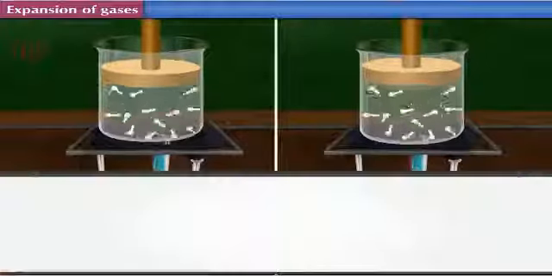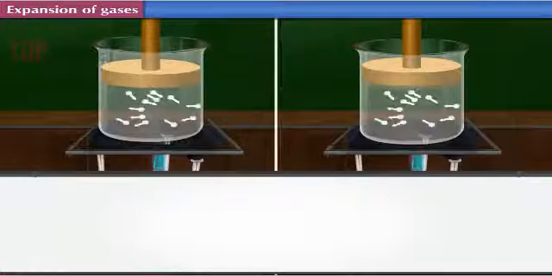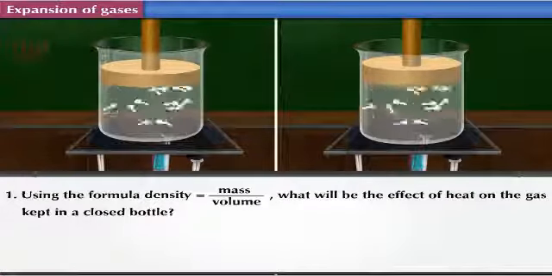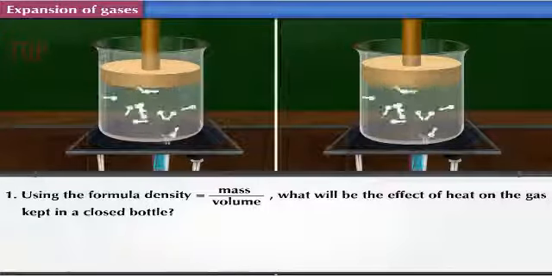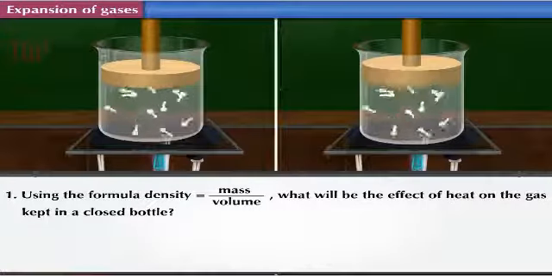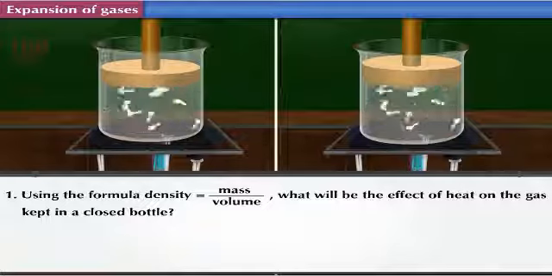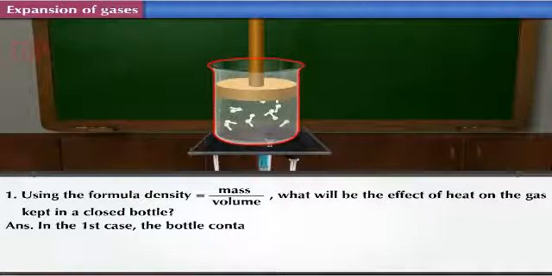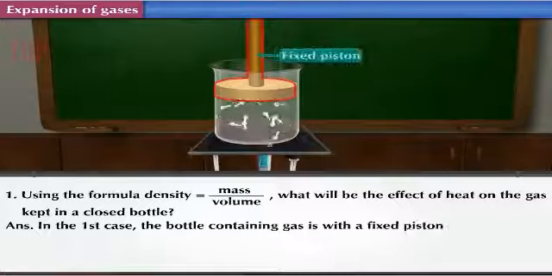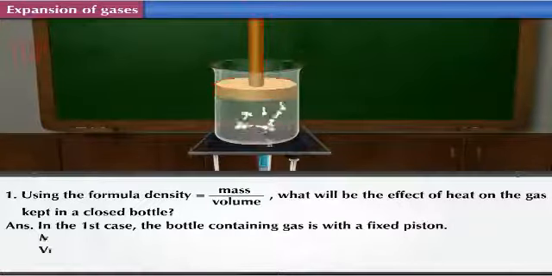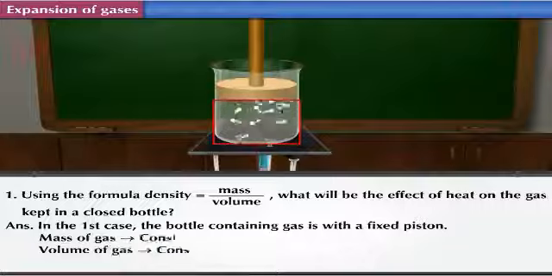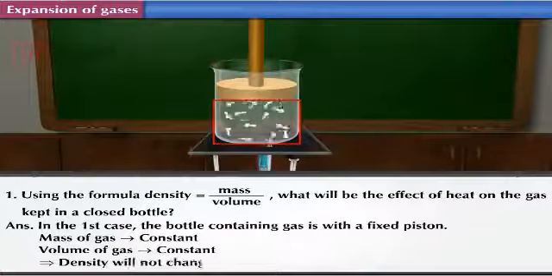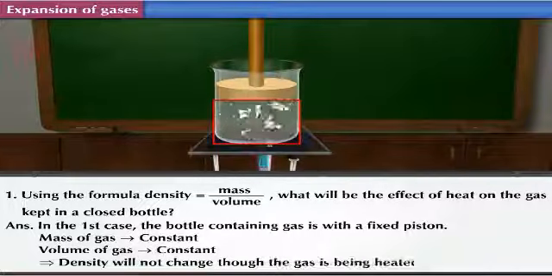Observing these setups, let us now answer one question. 1. Using the formula density = mass upon volume, what will be the effect of heat on the gas kept in the closed bottle? Here, in the first case, the bottle containing gas is with a fixed piston, due to which mass and volume of gas will not change. Thus, density will not change though the gas is being heated.